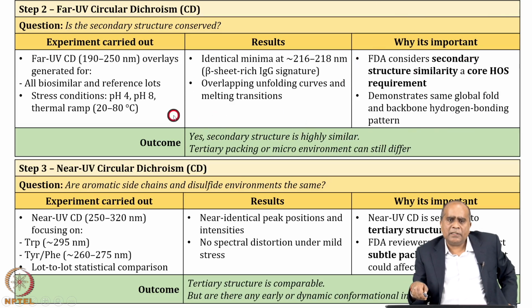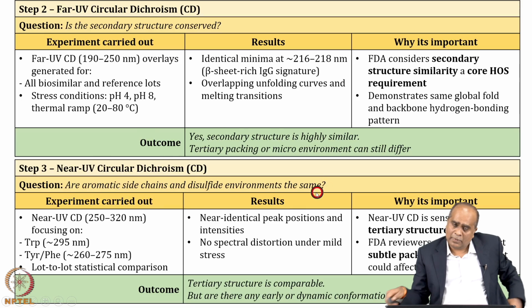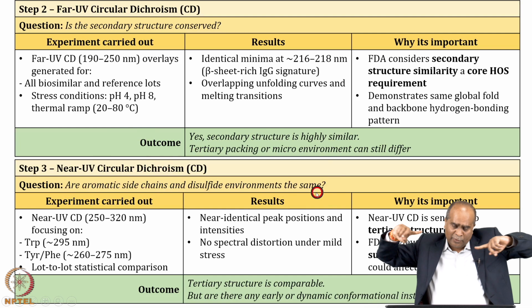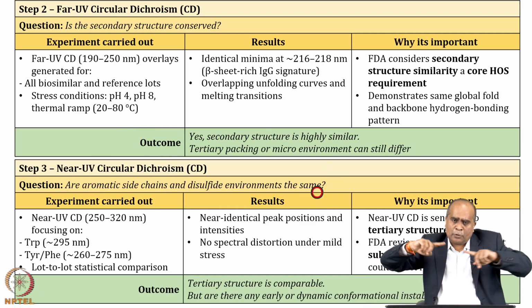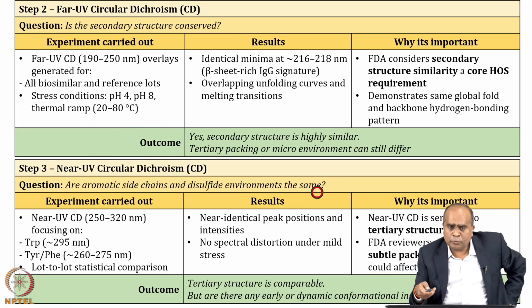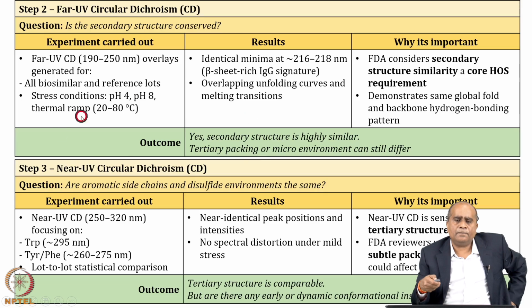So, the outcome can be yes, the secondary structure is highly similar, but tertiary packing or microenvironment can still differ. For that you have to do the near UV CD. So, that is step three. In step 3, what are we going to do? Ask the question: are the aromatic side chains and disulfide bonds the same, with the disulfide bond at the same amino acids, or has a cross disulfide bond formed? To check that, you essentially require the near UV CD experiment.